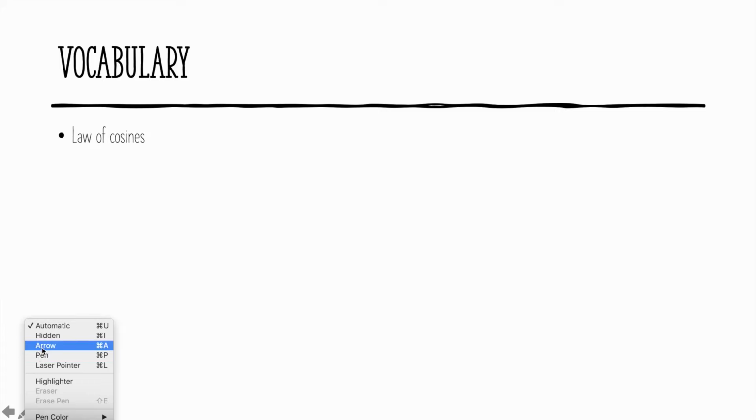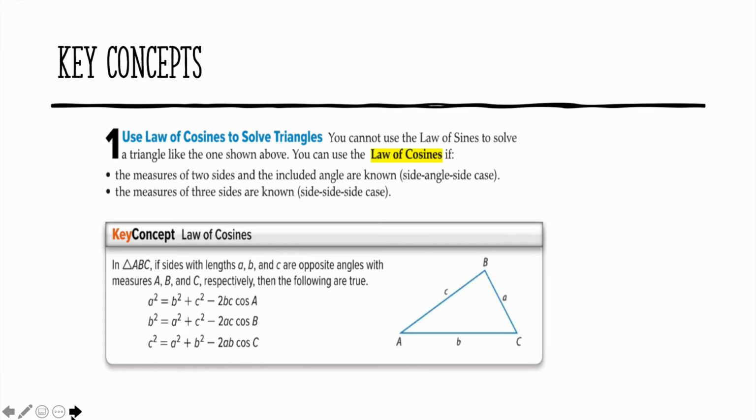Okay, so the word that we'll be focusing on is law of cosine, knowing how to use it, knowing what it says. So here we go. We mostly use the law of cosine when we have an included angle and two sides. So we can use this law to find the missing side, the opposite side of the angle. So if we have angle A, then we can find side A.